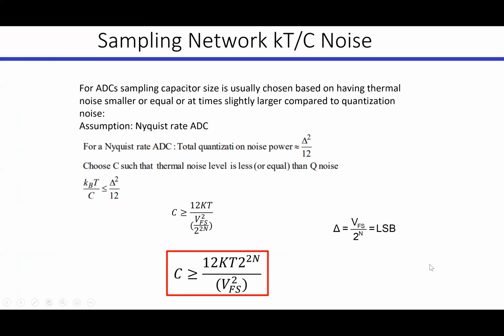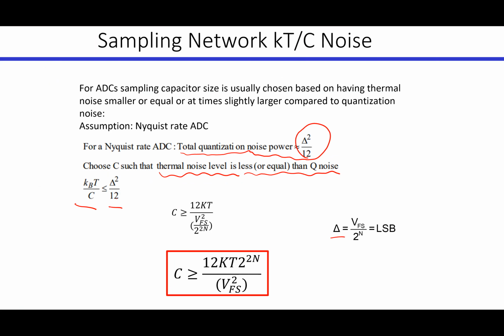Okay, now we come back here. We remember that the quantization noise is basically delta square over 12, and delta is the V full scale divided by 2 to power n, which is the LSB of my ADC. Now I want to make sure that my thermal noise is less than or equal to my quantization noise. How to do that? This is my thermal noise. It should be less than my quantization noise. Is that clear to everyone what's happening here?